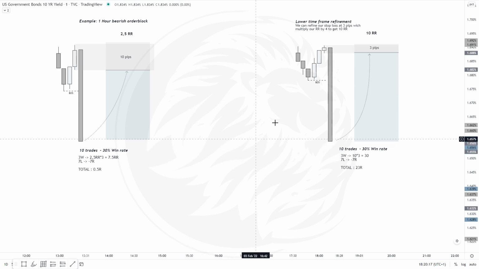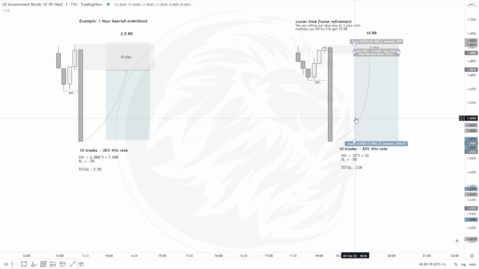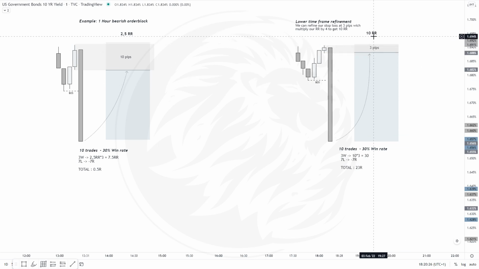But now let's imagine that you are the same trader, but you are trading with a refinement of your order block and also a refinement of your stop loss, which will give you a higher risk reward ratio. And so now you are a trader with a 10 risk reward ratio per trade, and here you win 3 trades, you get 30 risk reward. You also lose 7 trades, so in total you have 23 risk reward.